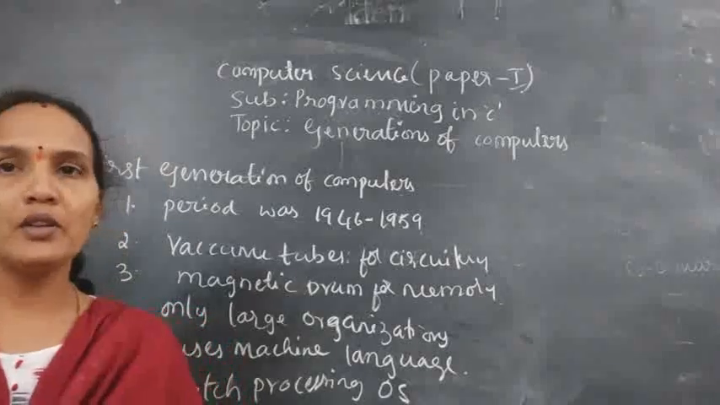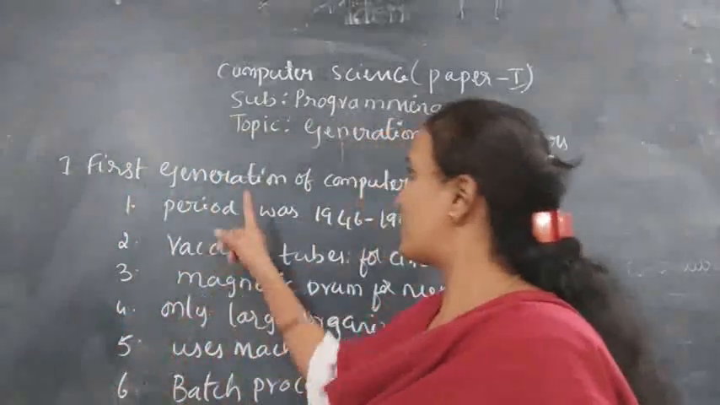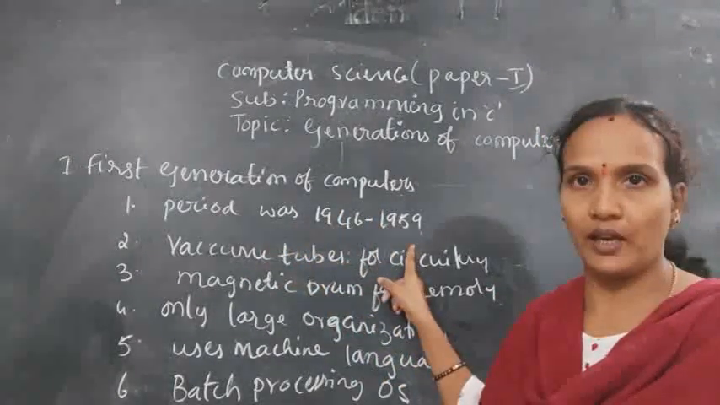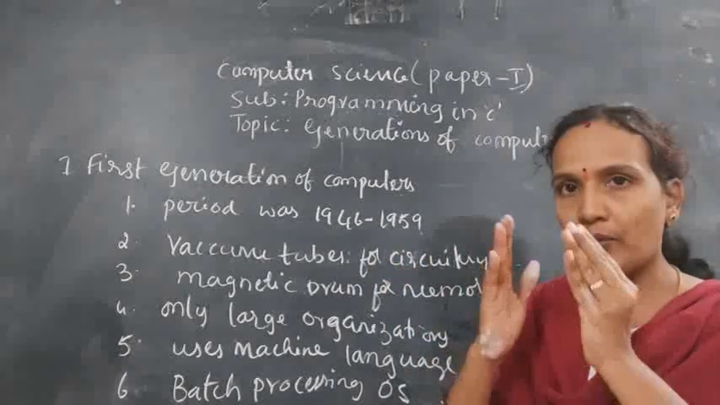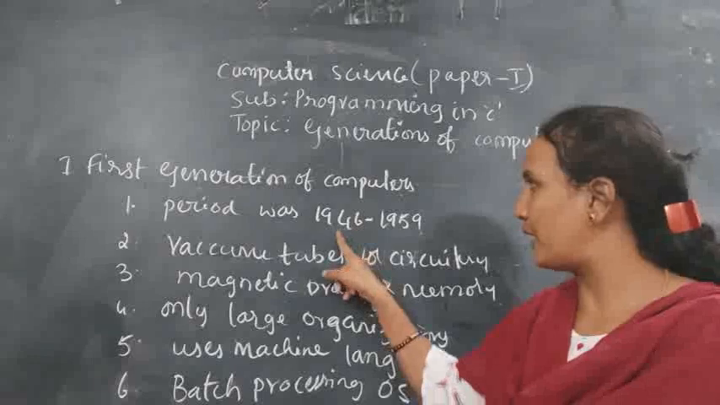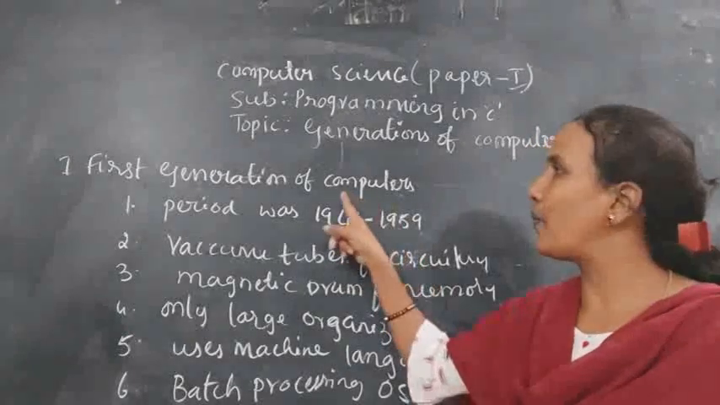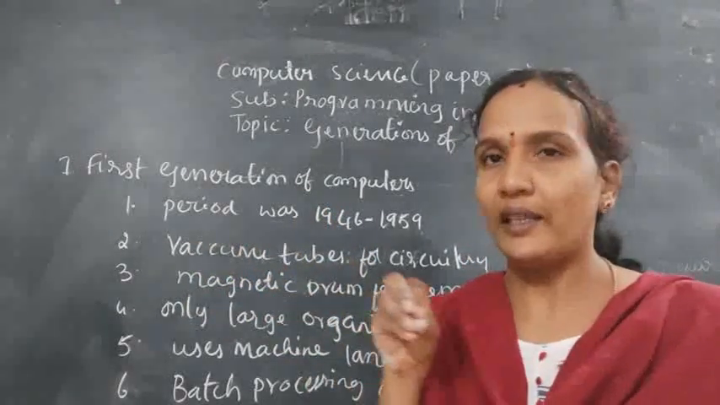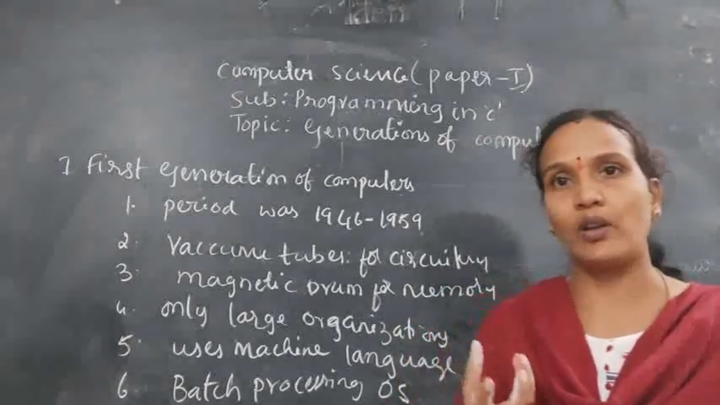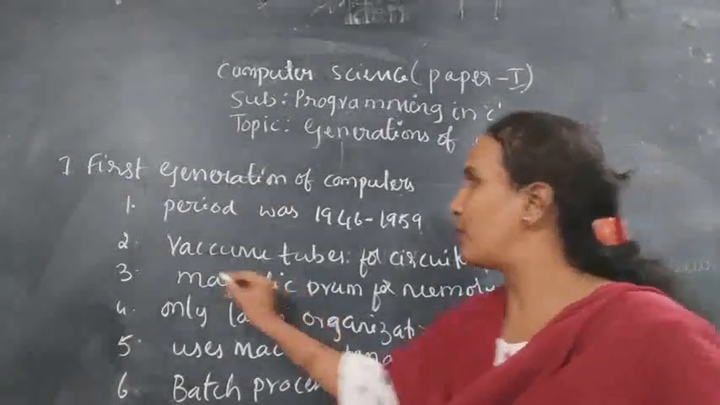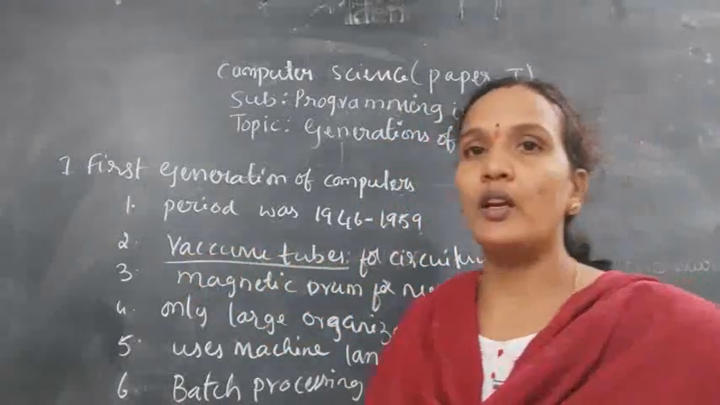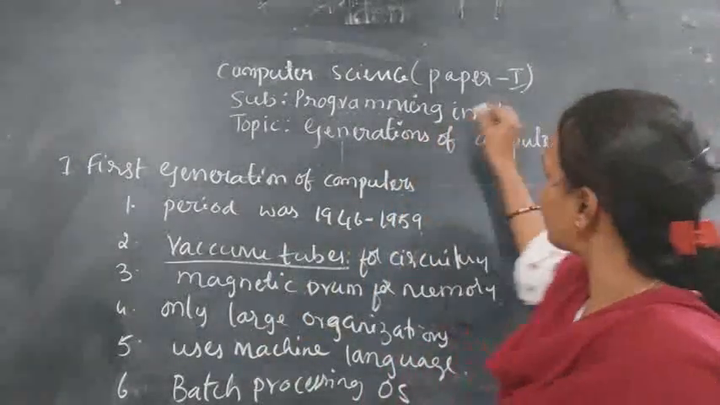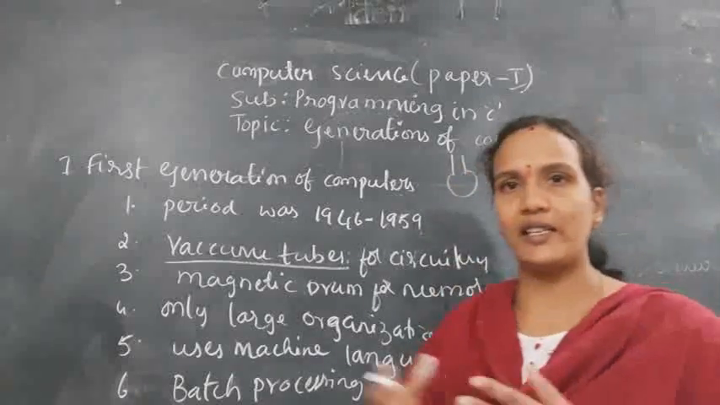Now we have the first generation of computers. The period I have already given, 1946 to 1959. Whatever technical advancement there was between 1946 and 1959 comes under the first generation of computers. Next, what technology did they use inside the computer to process the data? Vacuum tubes. It's very important. Vacuum tubes are similar to bulbs, but the size is very big.